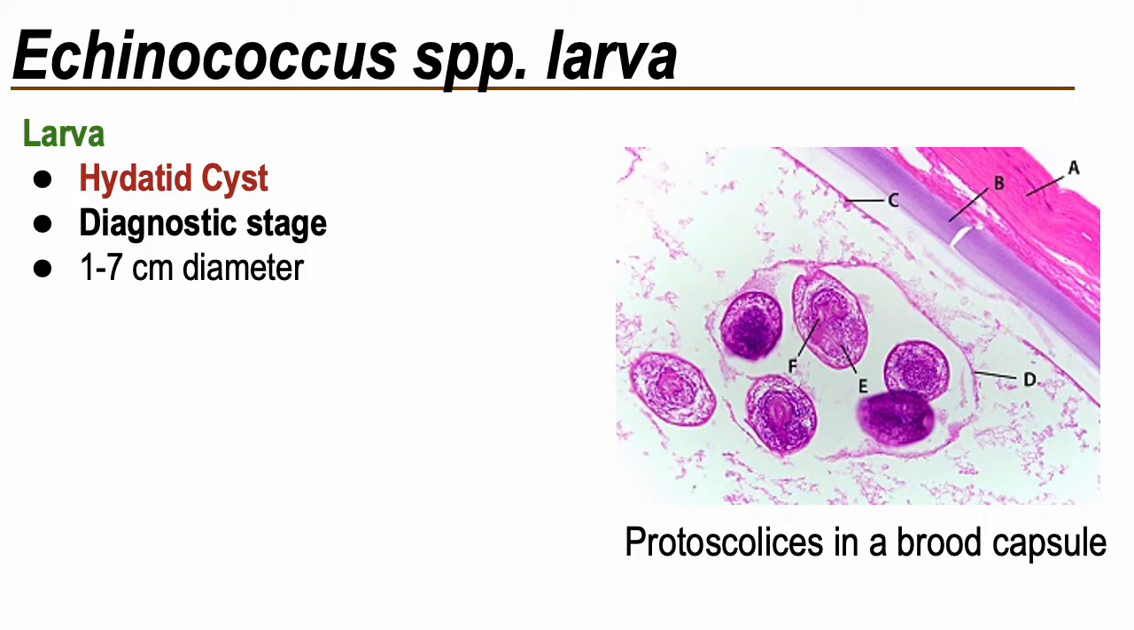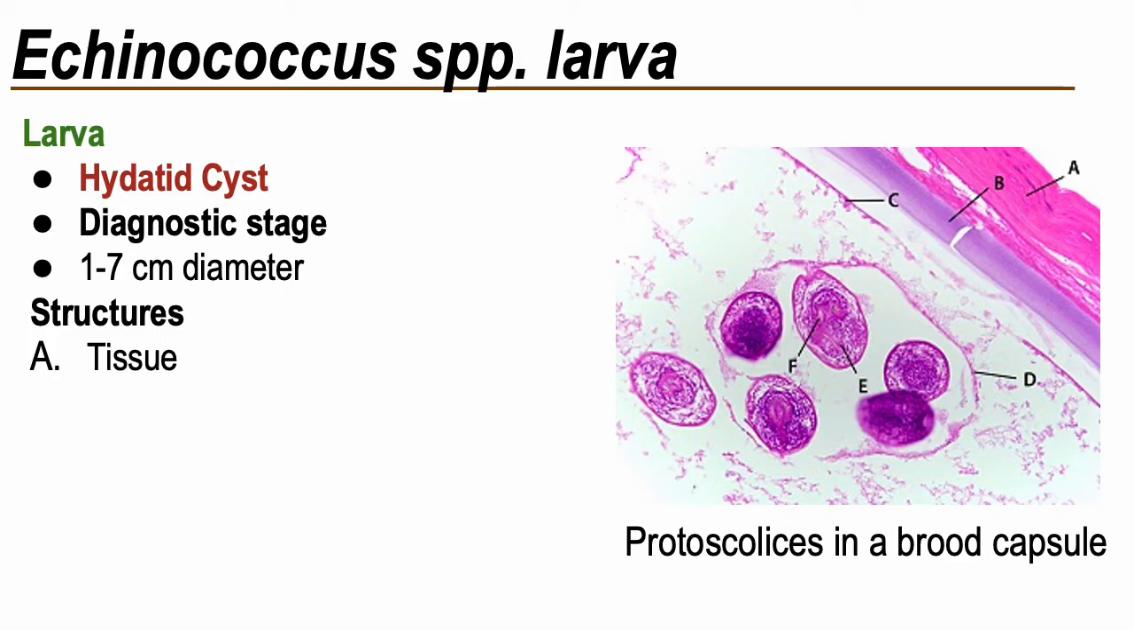In this slide, you can see a cross-sectional picture of the cyst for Echinococcus granulosus. This is stained with hematoxylin and eosin, and it highlights the different structures within the cyst. Highlighted as A is the host tissue or the infected tissue, which encapsulates the hydatid cyst wall. The hydatid cyst wall is comprised of two layers.